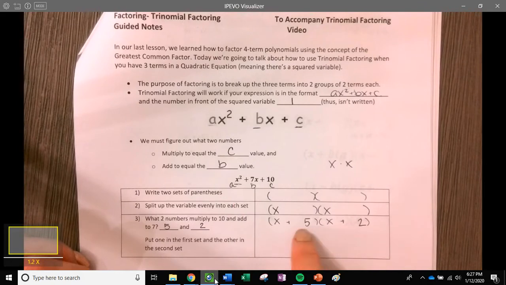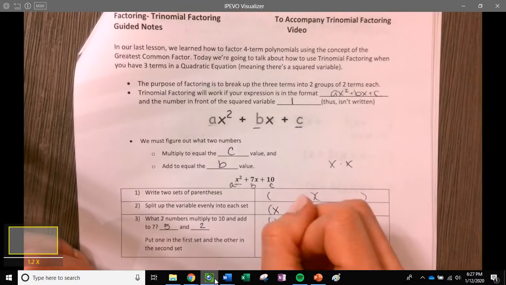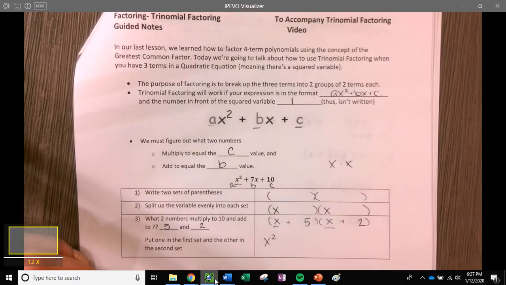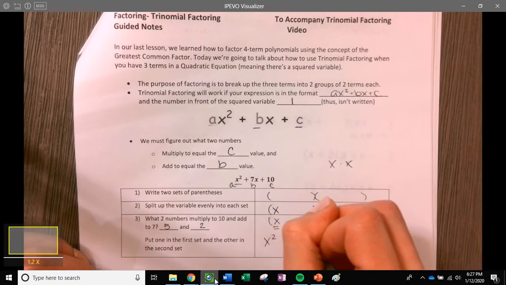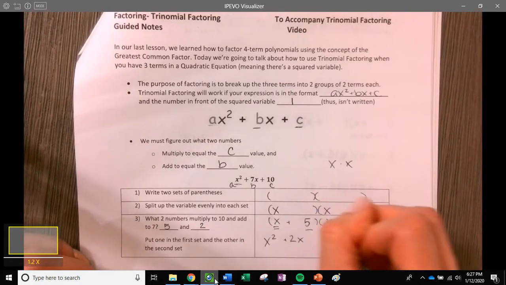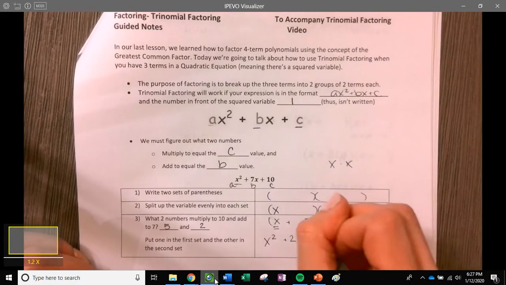How can I check to make sure that I did this correctly? Well, this should look familiar. This is a binomial times a binomial. I can multiply them together, and I should get a trinomial, and I bet we'll get that if we multiply them together, so let's try. I'm going to FOIL, so my first term, x times x, is x squared. My outside terms, 2x. My inside terms, 5x. And my last terms, 10.